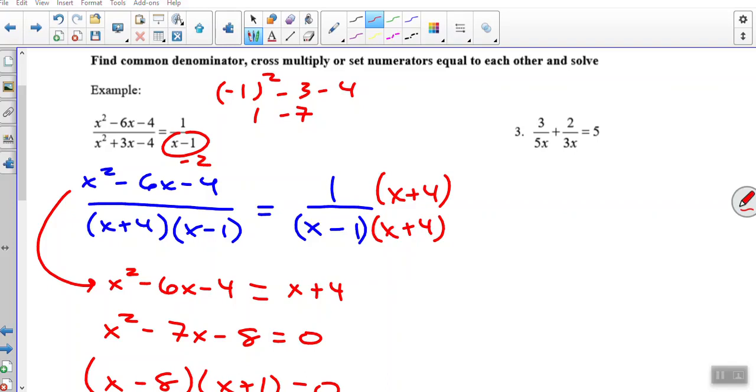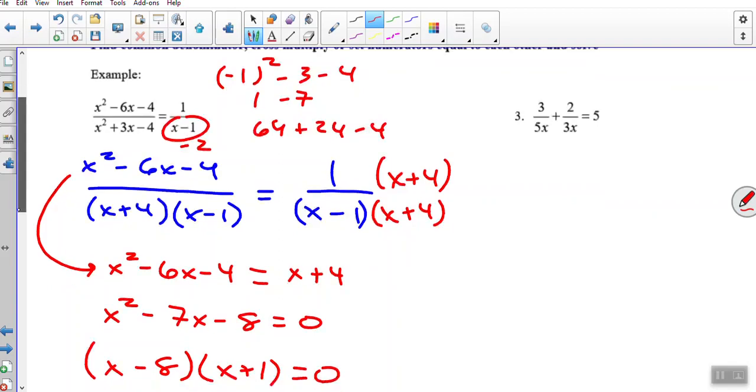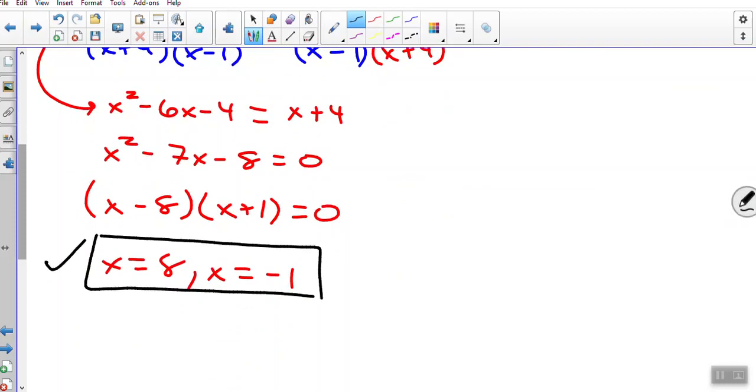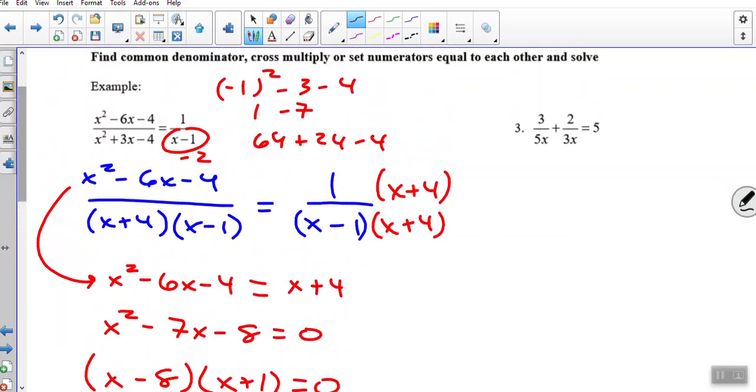Negative 1 is good. Let's try 8. So you get 64 plus 24 minus 4. That's not going to equal 0, so that's good. So x equals 8 and x equals negative 1 are both valid. All set to go there. So remember, common denominator, set the numerators equal. You could also cross multiply. Whatever makes the most sense to you. Go ahead and try number 3.